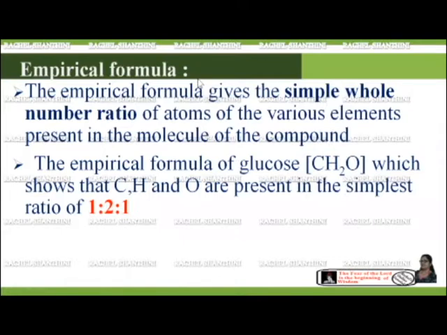If the mass percentage of various elements present in a compound is known, its empirical formula can be calculated. Empirical formula. The empirical formula gives the simple whole number ratio of atoms of the various elements present in a molecule of the compound. The empirical formula of glucose is CH2O, which shows that carbon, hydrogen and oxygen are present in the simple ratio of 1:2:1.